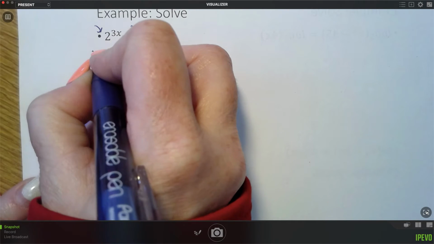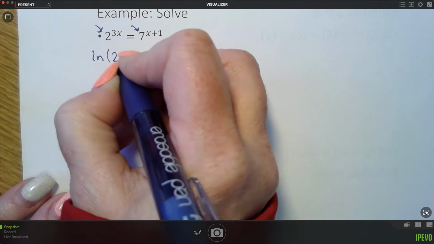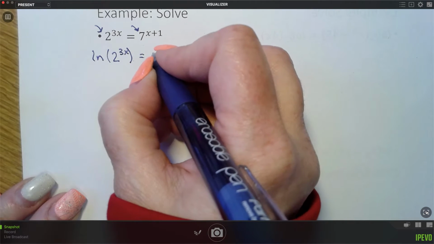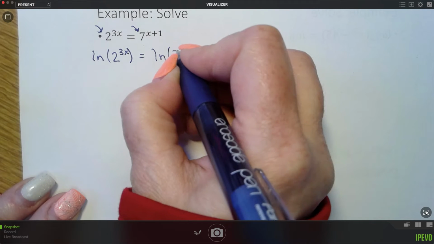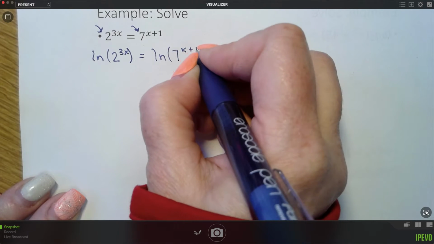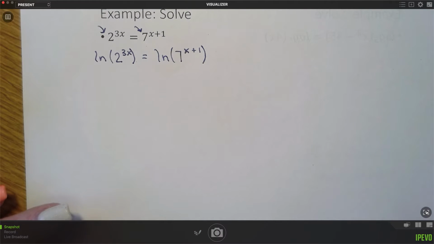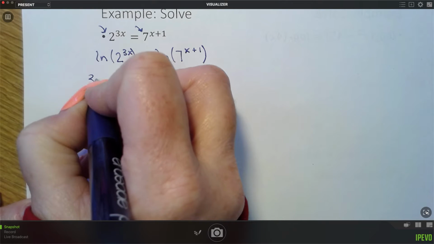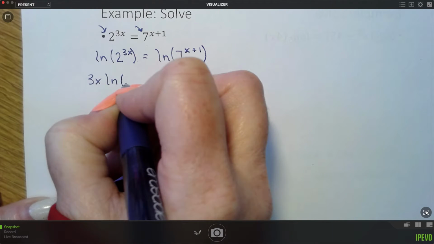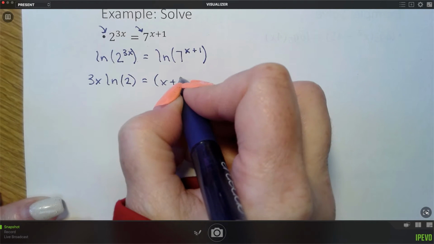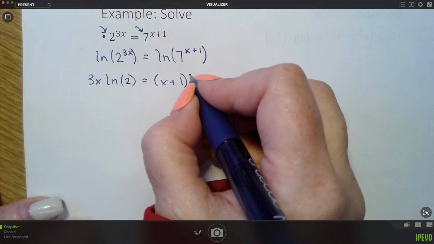I had a class one time that we're going to log it up. So the natural log of 2 to the 3x, and the natural log of 7 to the x plus 1. And since we did that, we can use what property? The power property, to give me 3x natural log of 2 equals x plus 1, make sure that's in parentheses, natural log of 7.